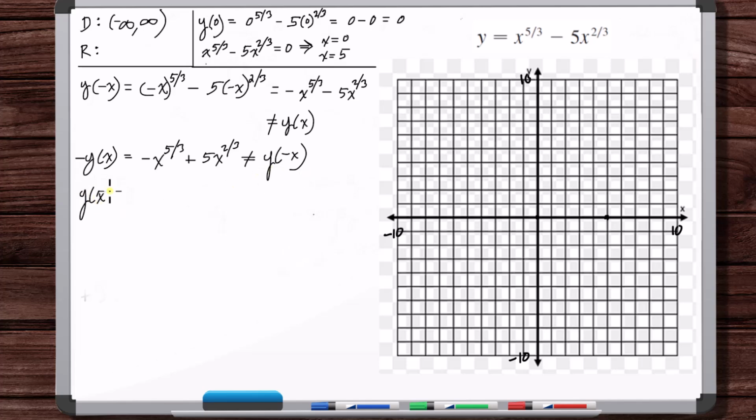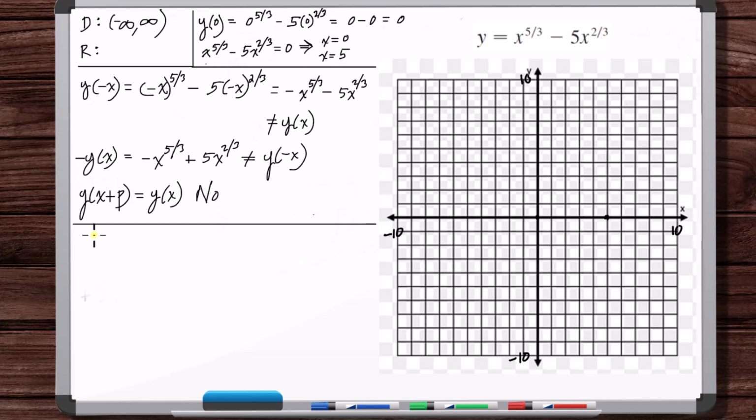What about periodic symmetry? Is there some number p such that y of x plus p is equal to y of x? No, there's not. This is not a trig function, not an inverse trig function, and not a hyperbolic function. If we're dealing with a typical function we've dealt with in algebra and trigonometry, then unless it's one that we know is periodic, it's not going to be periodic.